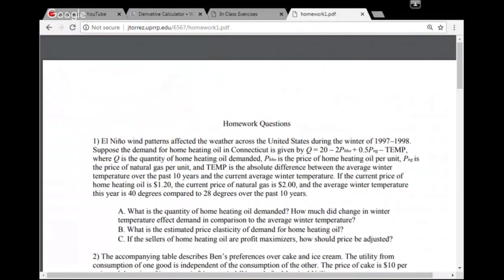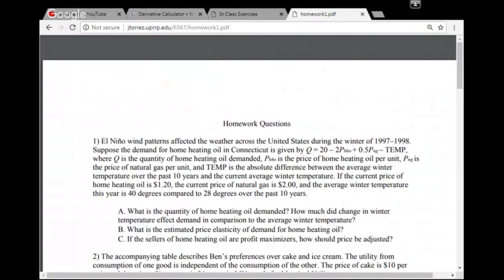So if the current price of home heating oil is $1.20, the current price of natural gas is $2, and this year it's 40 degrees compared to 28 degrees, so therefore it's 12 degrees above the average, right? What's the quantity of home heating oil demanded? So basically all we have to do is plug in.